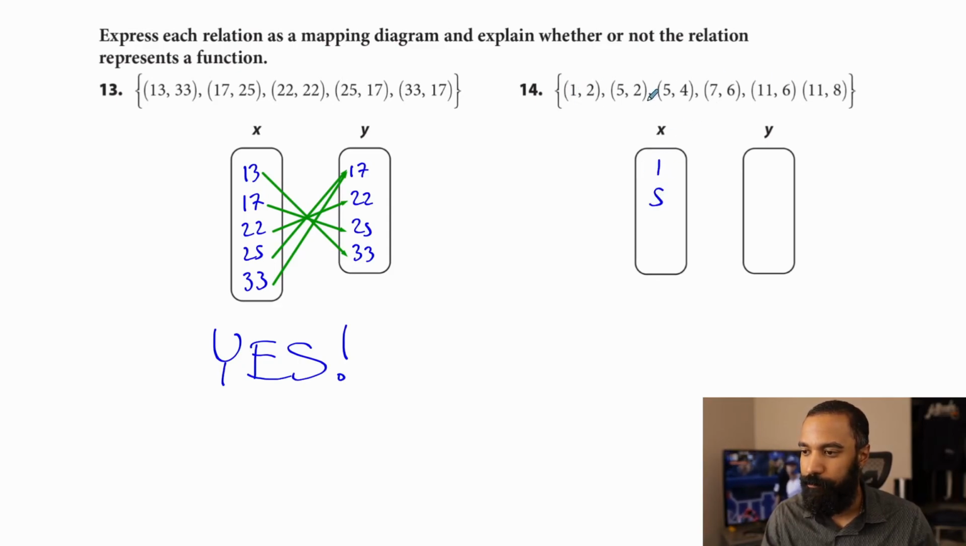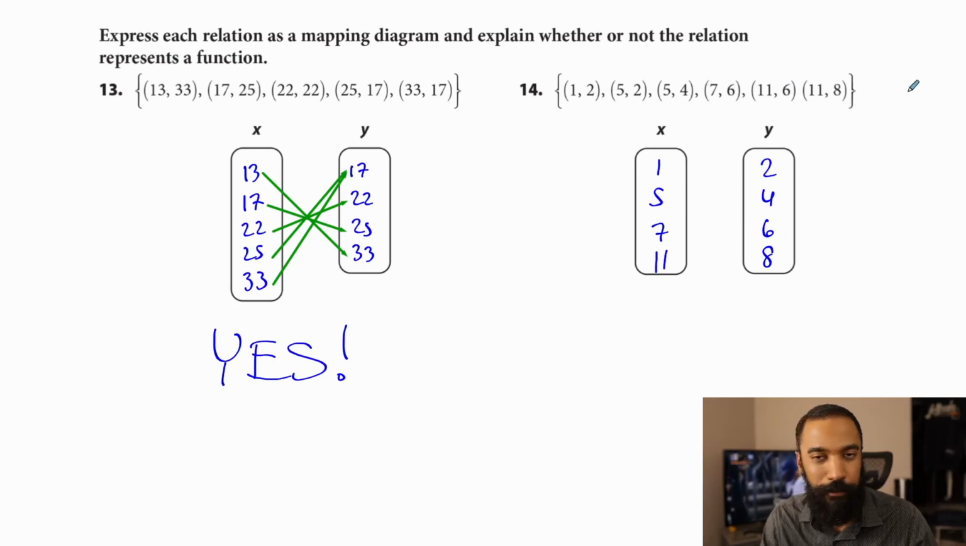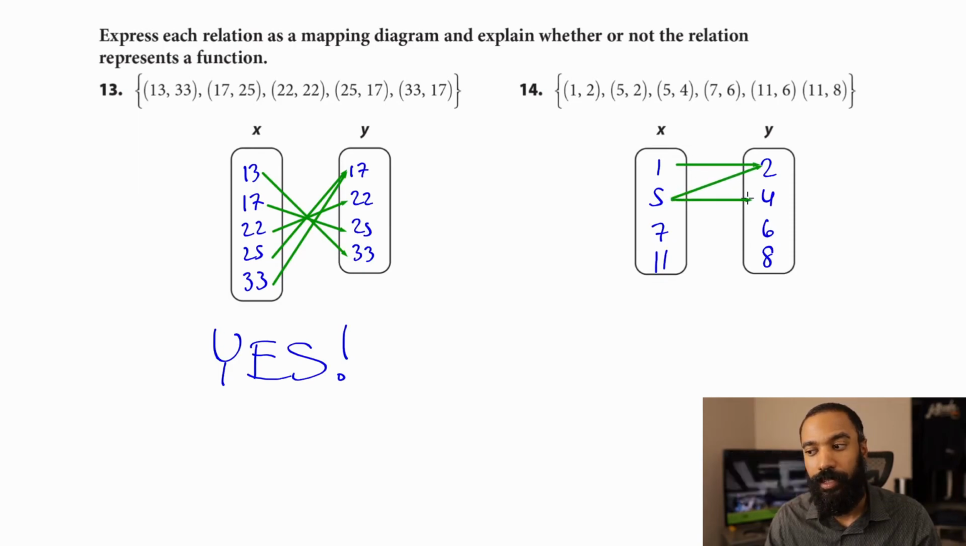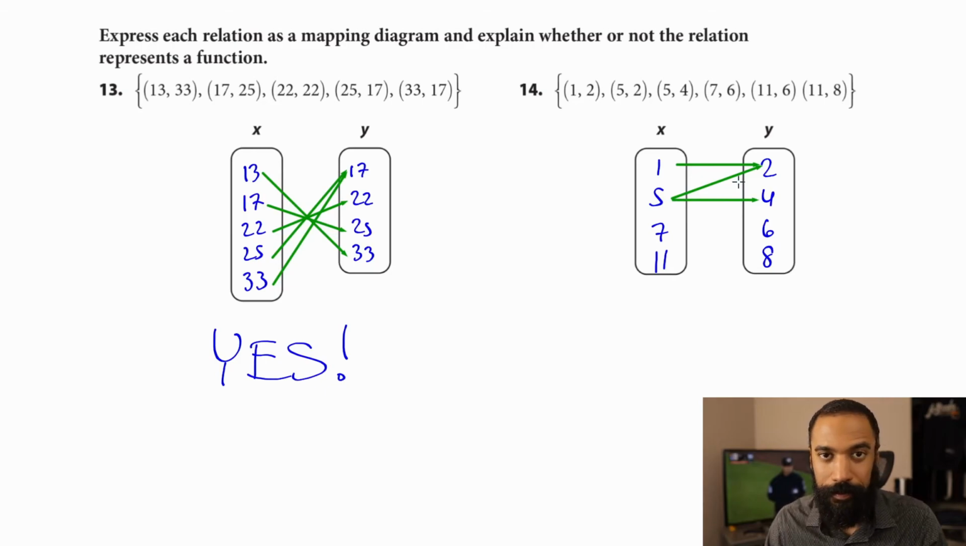Mapping diagram here, the domain, let's go in increasing order again: 1, 5, 7, and 11, which is written twice here. Duplicates, maybe not fine for function purposes, but it's all right to just write the 11 once. The different Y values are 2, 4, 6, and 8. Let's go ahead and map them together. 1 goes to 2, 5 goes to 2, which is cool for a function. 5 goes to 4, that's not cool for a function.